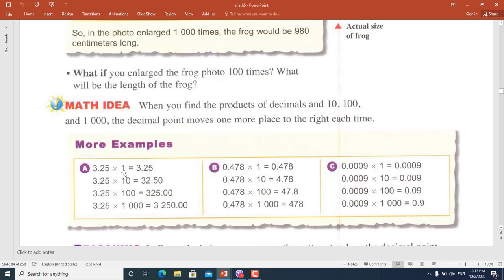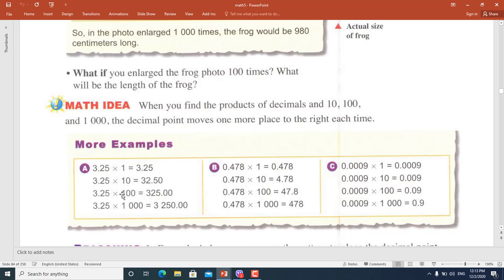3.25 times 1 is the same number because of the one property. After that, if you multiply by 10, that means we move this decimal point just one place, okay? There we put it between 2 and 5. So we get 32.5. The 0 is an extra 0, we can also not put it here.